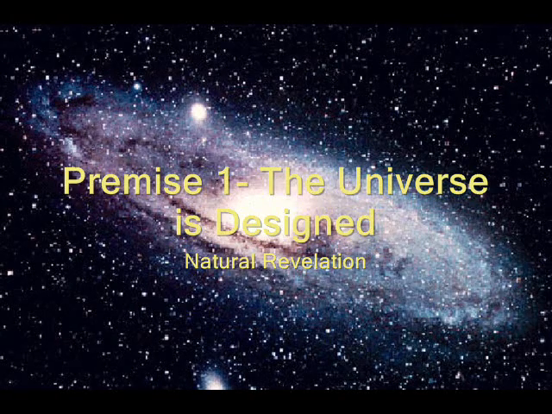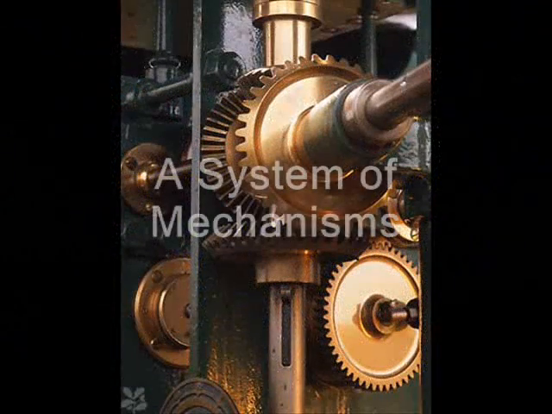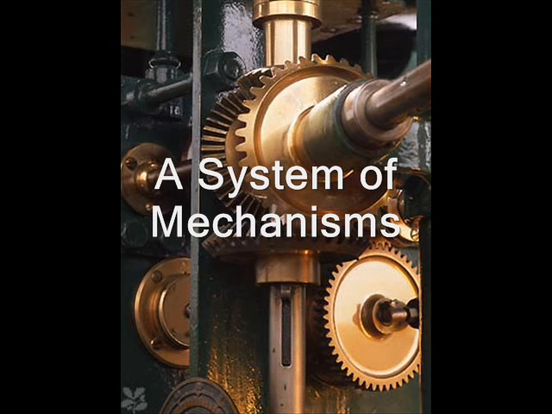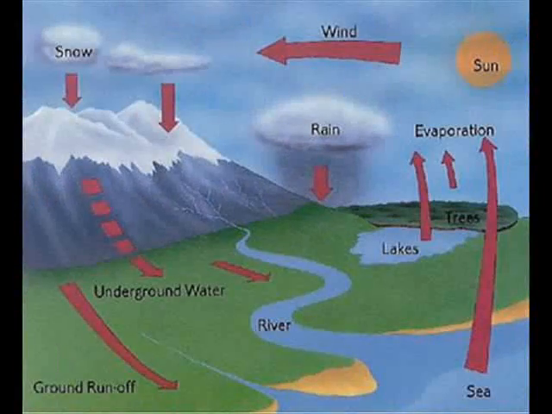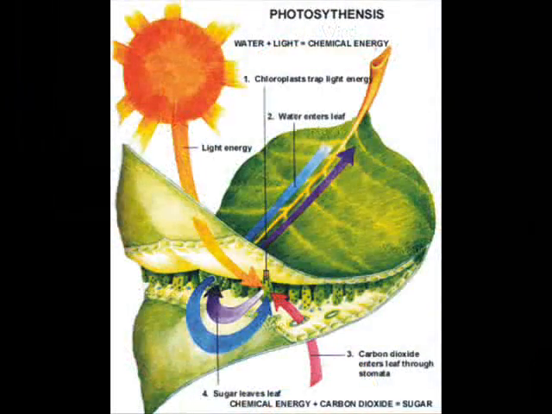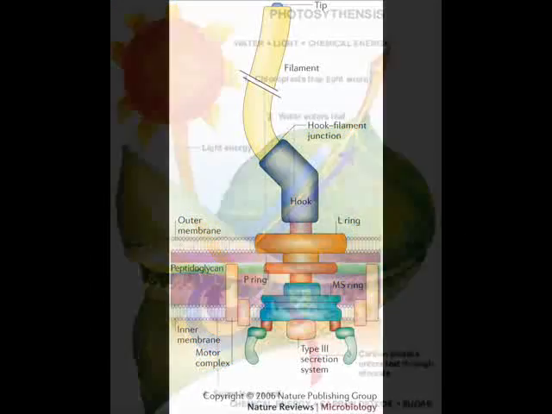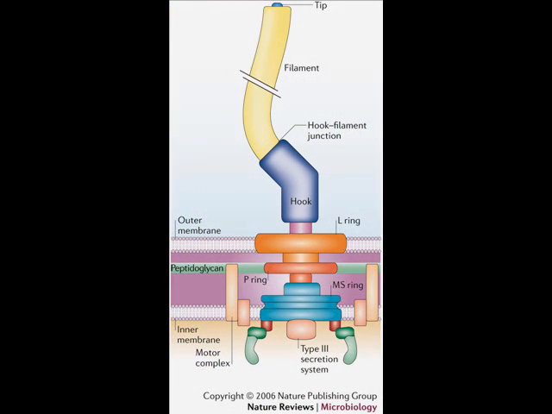The universe is designed. Natural revelation. A system of mechanisms. Every system in the material world fulfills a basic function. Most functions are simple to realize. The water cycle, photosynthesis, and even tiny bacterial flagellum demonstrate that something or someone's intentions are being carried out on a daily basis. When it comes to human beings, it is obvious that reproduction is the result of sexual practice in which 2 individuals of opposite genders mate.